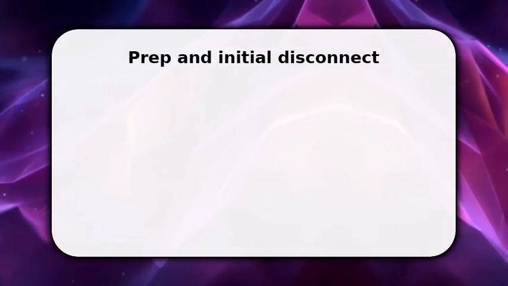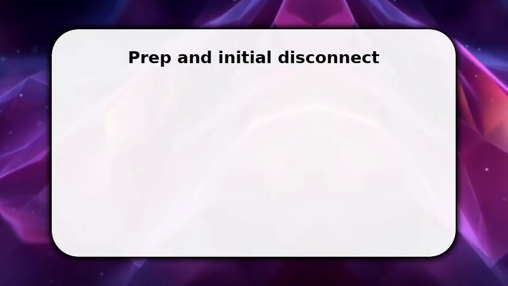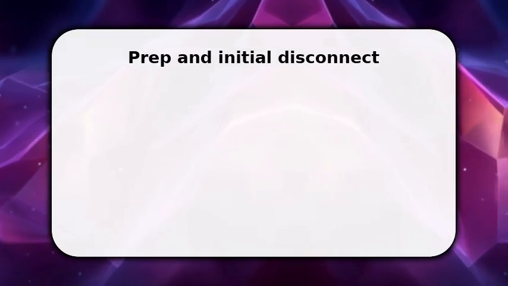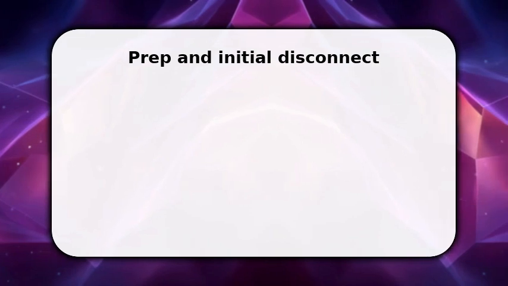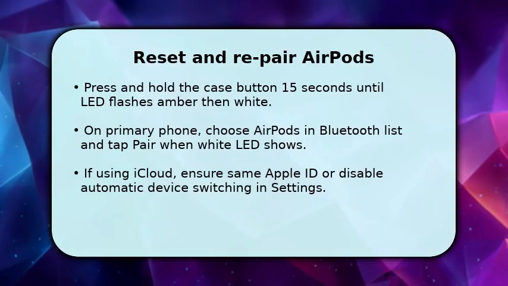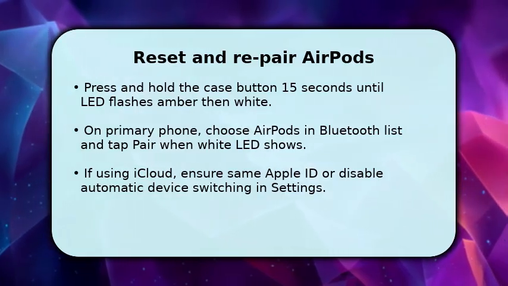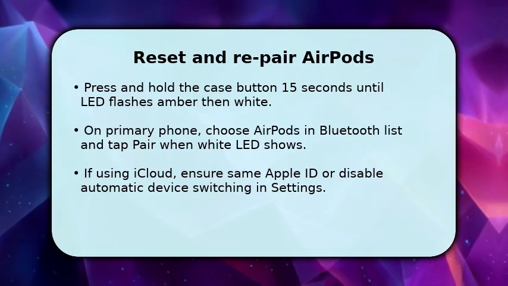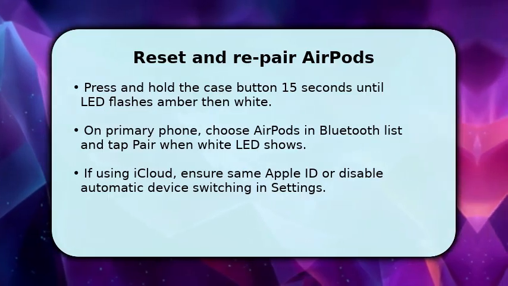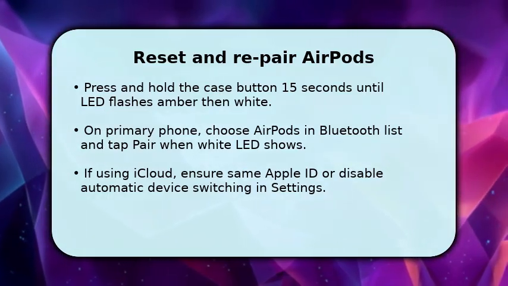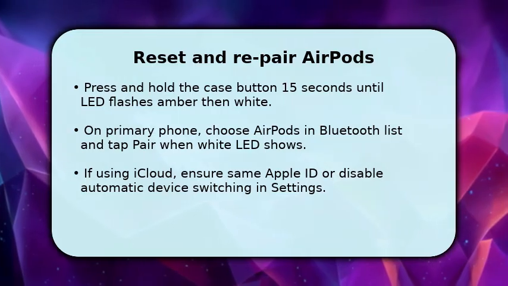Make sure the AirPods case lid is open so the status LED is visible, and they'll broadcast pairing info to the intended device. Now you'll reset and repair to ensure only your chosen phone regains access. Press and hold the setup button on the back of the AirPods case for about 15 seconds until the LED cycles amber then white. That clears previous pairings.